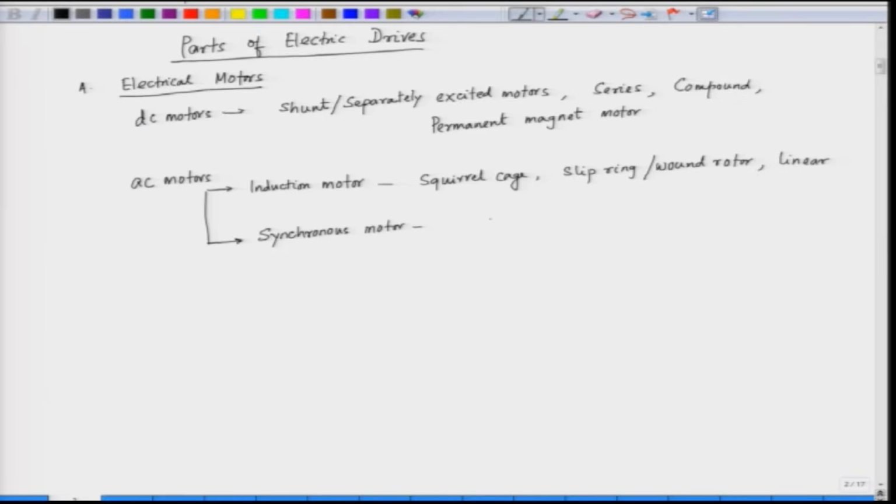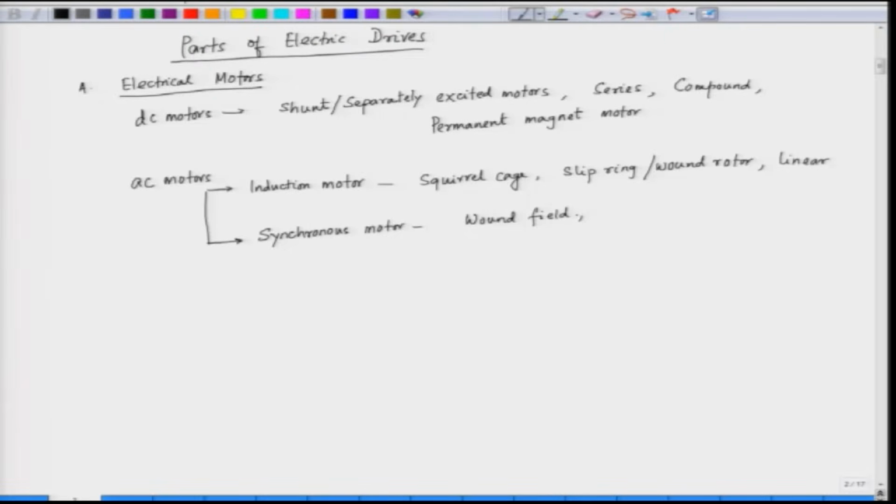Similarly, we can have a wound field. In this case, the field will have the winding, and the field is excited by means of a DC supply. So, in a synchronous motor, the field is excited by a DC current to produce a DC flux, and that produces the magnetizing flux in the motor.